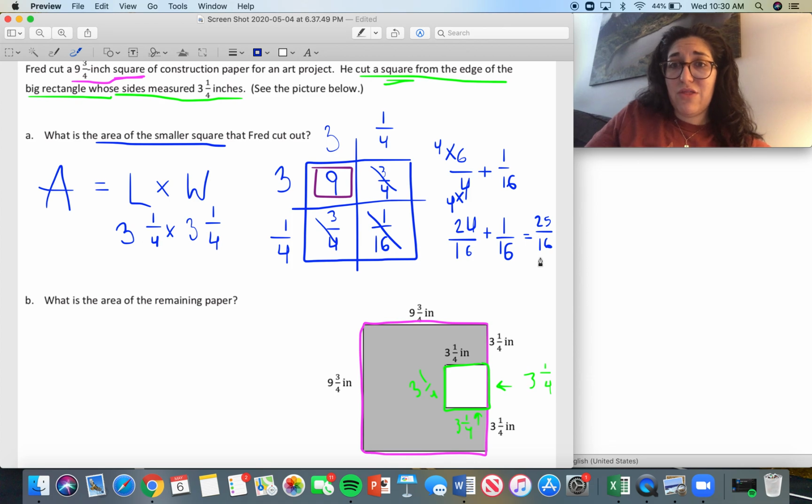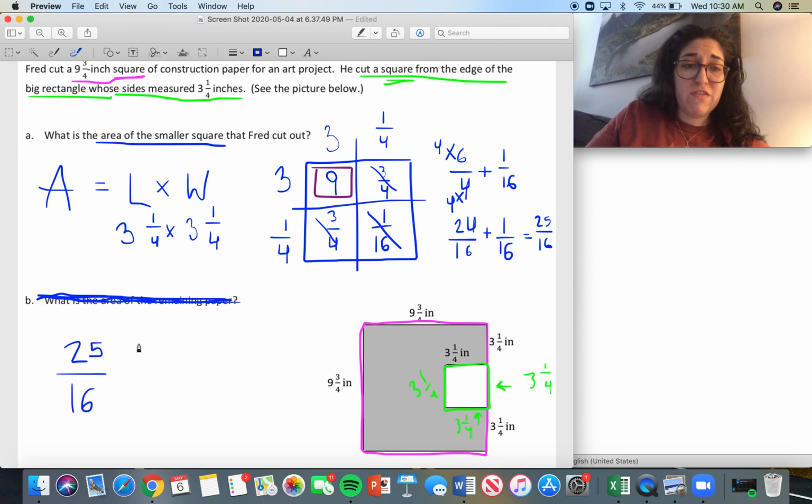Now if you'll notice, this is bigger than 1 whole. And because we're going to do B in a separate video, I'm going to go ahead and take this part out, and I'm going to just move my 25/16 to here. And I'm going to separate out 25/16 into 16/16 and 9/16. That was what would be left over. 16/16 I'm going to turn into 1 whole, and 9/16 I'm going to leave as 9/16.